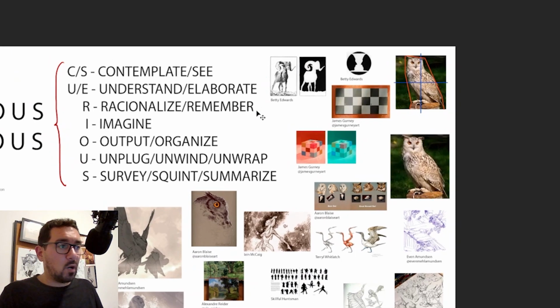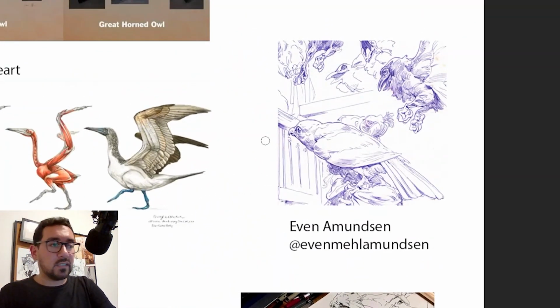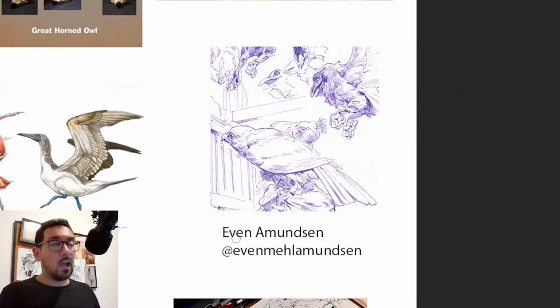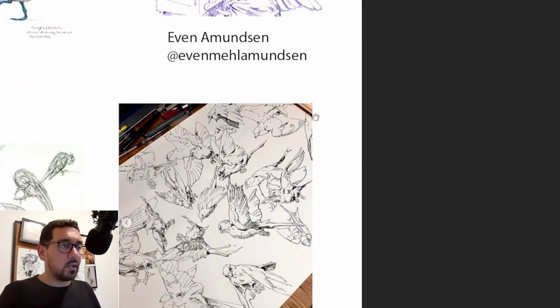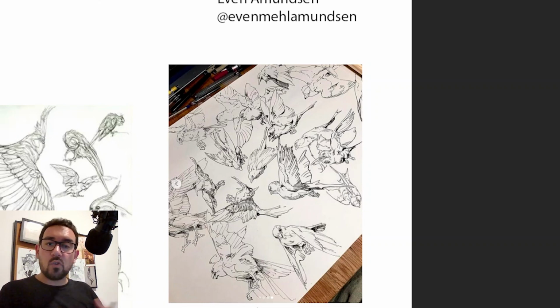So for these three parts, to really remember and have a visual library of everything, it's about drawing a lot. For that example, I bring Evan Amundsen. He's a great artist and great person I had the pleasure to have a conversation with. When he's trying to learn a specific topic, he does a lot of drawings. In this case, some of the birds are from his Instagram account, but I also saw him learning to draw rabbits a year ago, drawing over and over again, so he has an understanding of that.